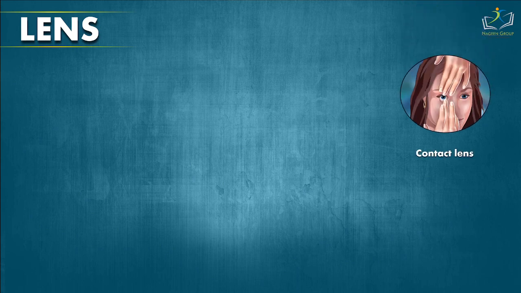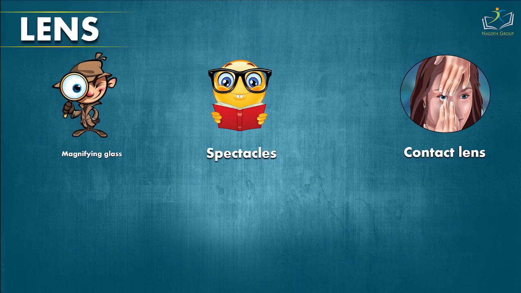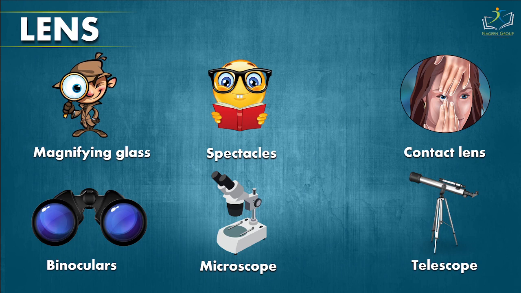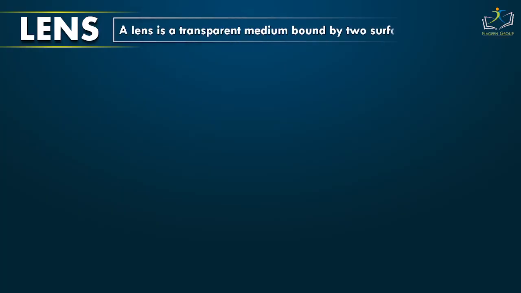So what are lenses? You have seen contact lenses, spectacles, magnifying lenses, binoculars, microscope, telescope. In all these materials we use lenses. A lens, we can say, is a transparent medium bound by two surfaces. Any medium which is bound by two surfaces we call a lens. So here, this is a transparent medium bounded by two surfaces. It is called a lens. This is also a lens.